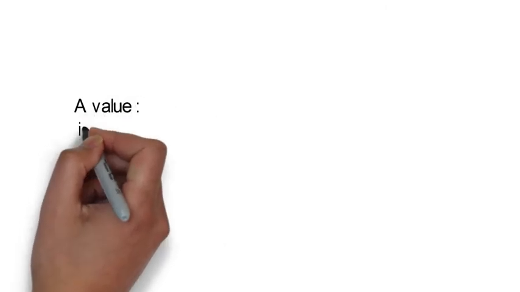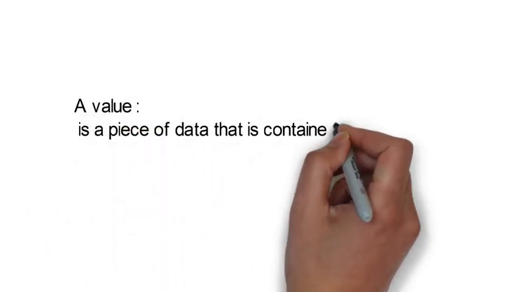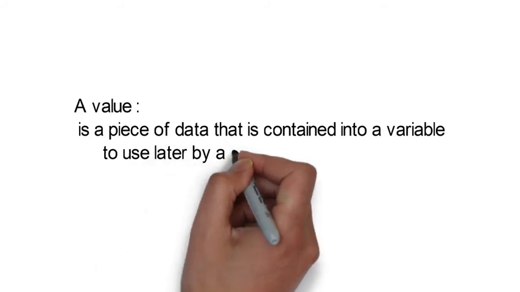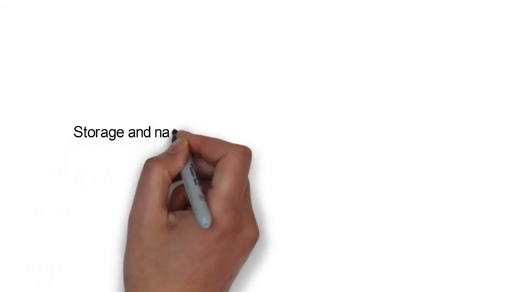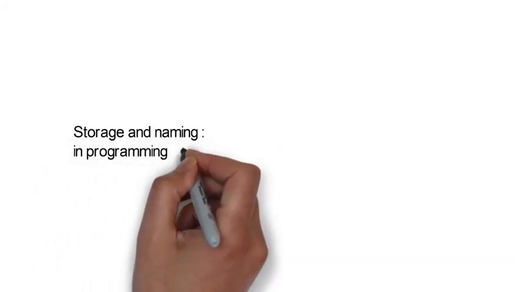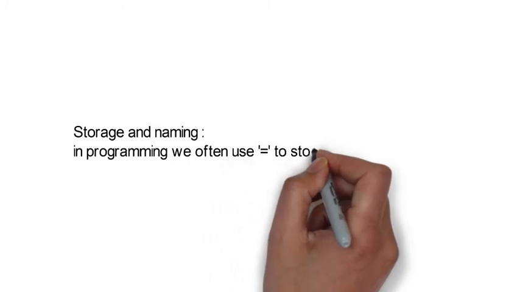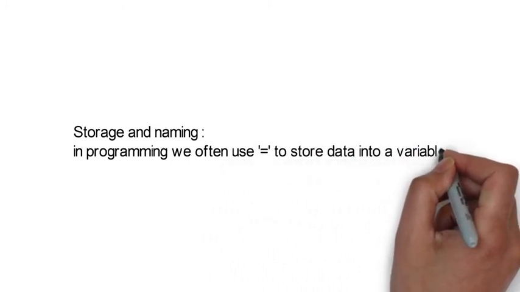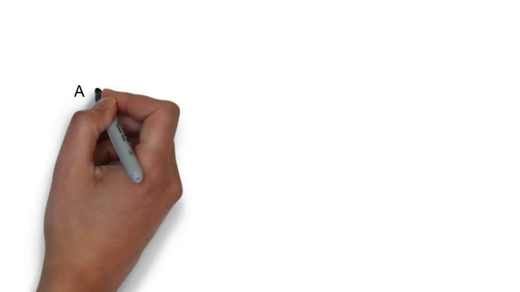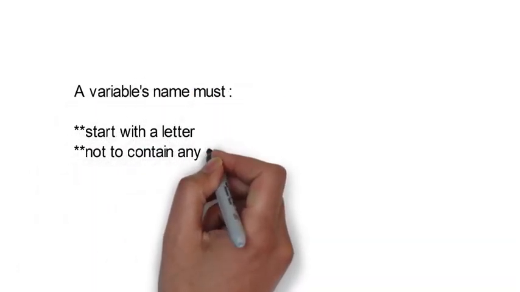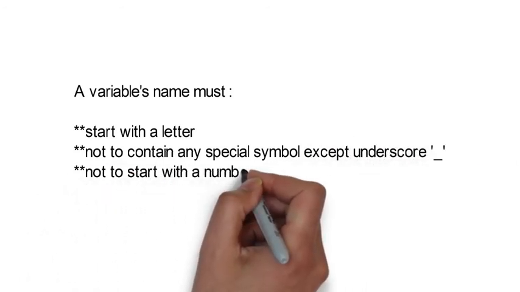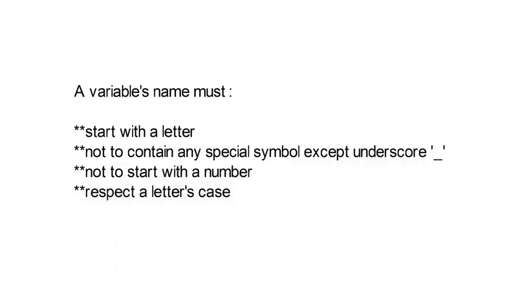A value is a piece of data that's contained into a variable to use later by a computer or by a user. This property is often involved to the second one. Storage and naming. In programming, we often use equal mark to store data into a variable. A variable's name must start with a letter, not to contain any special symbol except underscore, not to start with a number, respect a letter's case.